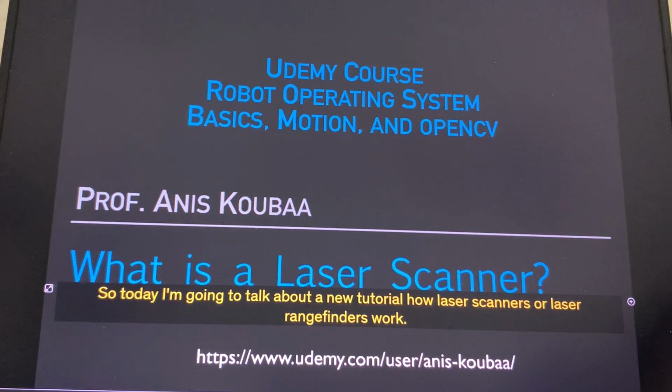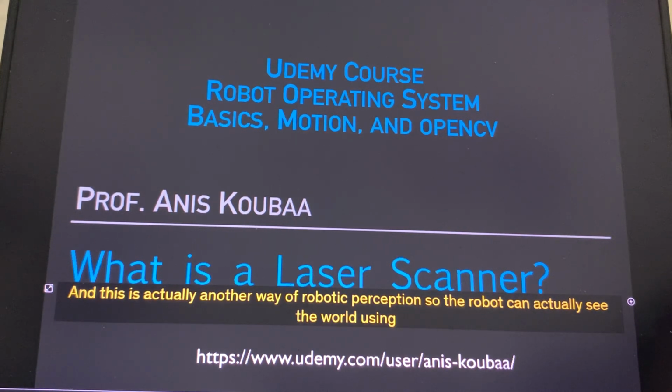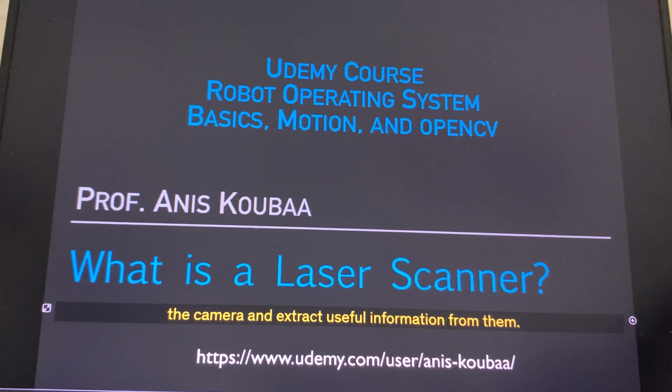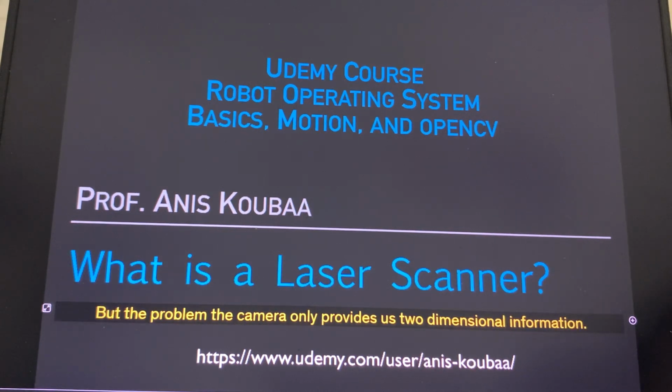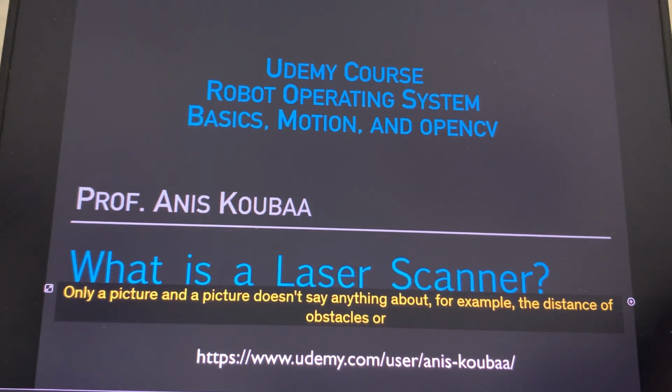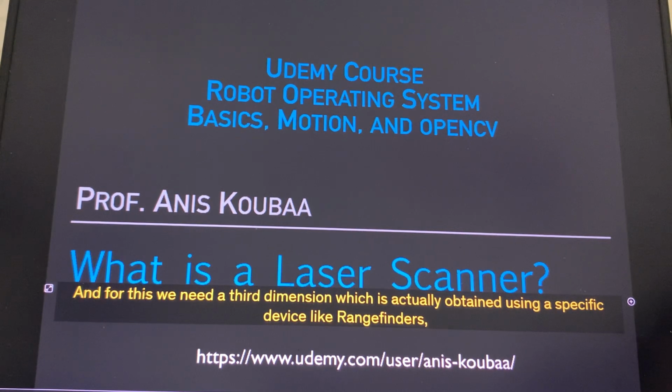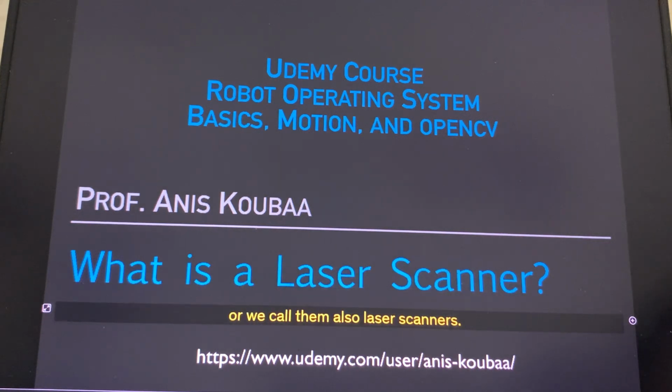So today I'm going to talk about a new tutorial, how laser scanners or laser rangefinders work. And this is actually another way of robotic perception. So the robot can see the world using a camera, and for this we use tools like OpenCV in order to process the images and the video streams coming from the camera and extract useful information from them. But the problem is that the camera only provides us two-dimensional information, only a picture. And a picture doesn't say anything about, for example, the distance of obstacles or the distance of objects from the robot. For this we need a third dimension, which is obtained using a specific device like rangefinders, or we also call them laser scanners.